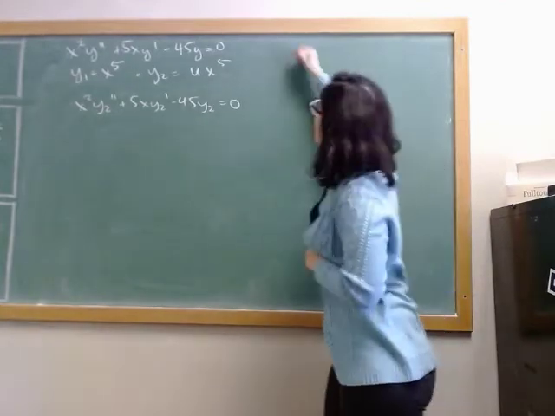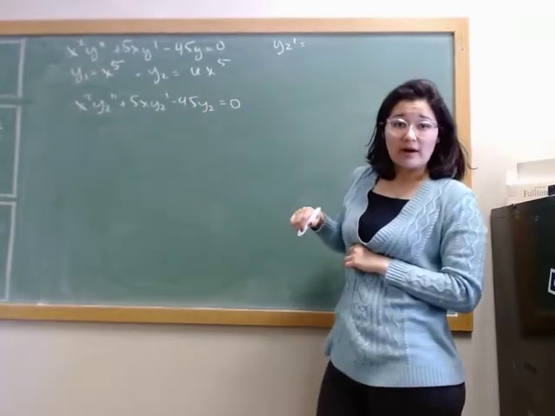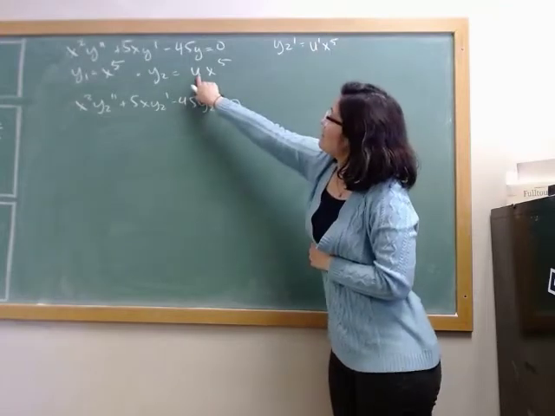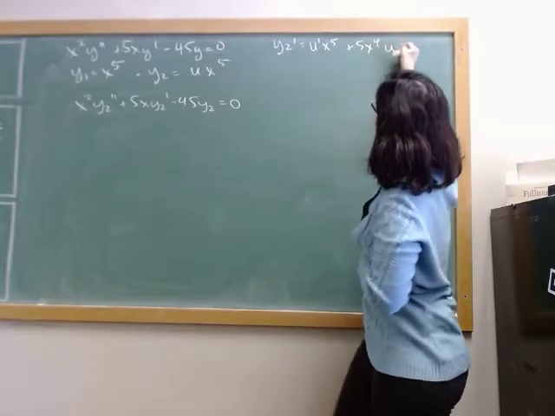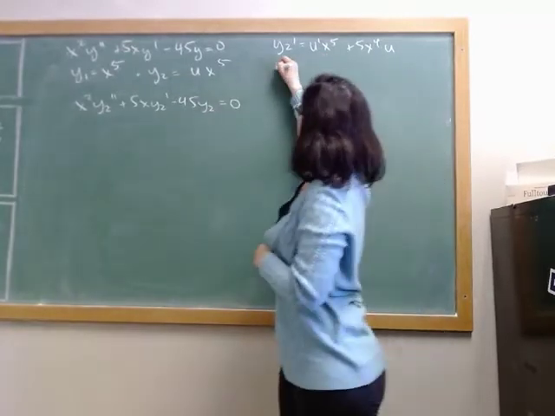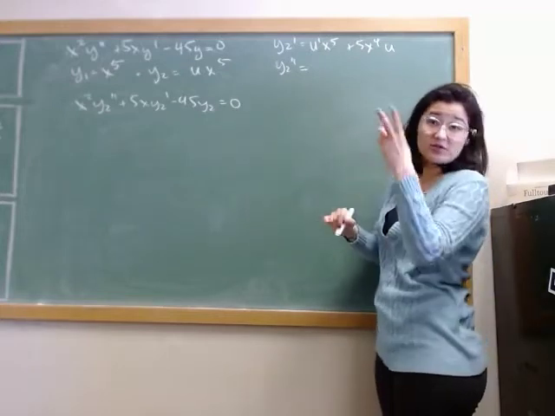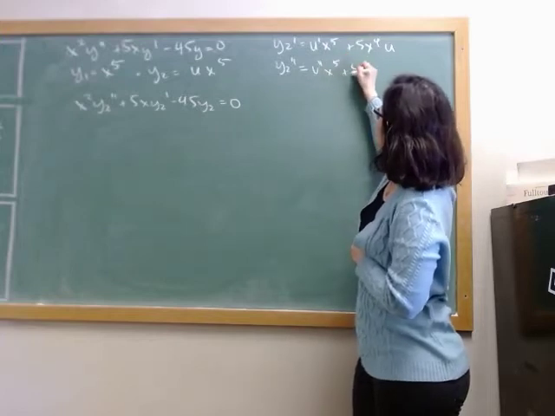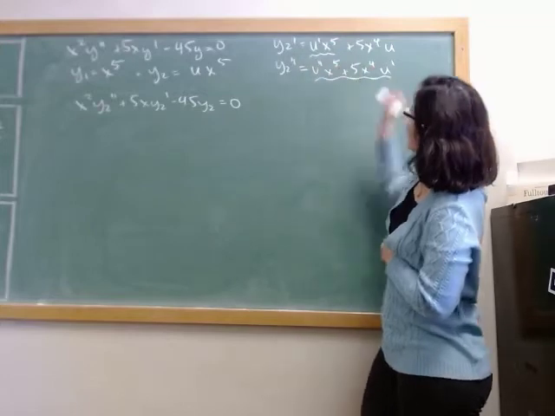But to do that, we're going to need to know the derivatives of y2. So if y2 is u x to the fifth, then when I get y2 prime, I'm going to have to do a product rule. I'll get u prime, take derivative first, leave the second the same, plus 5x to the fourth times u, leave u the same, take derivative of the second. And then my second derivative, y2 double prime, is just going to be two product rules. So I'm going to get u double prime x to the fifth plus 5x to the fourth times u prime. That's all a product rule on the first term.